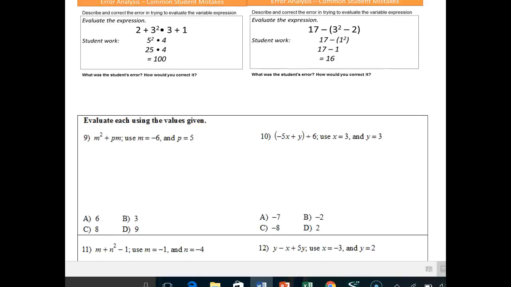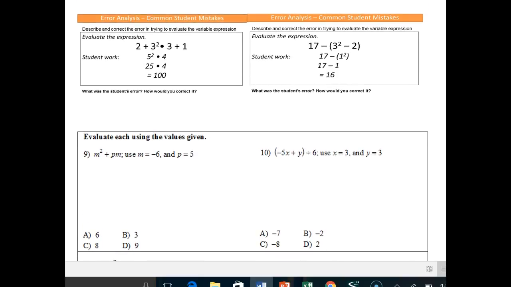All right, CJ, this is part 2 of the notes today. We got some error analysis, some common student mistakes that I've seen, and then also we're going to evaluate expressions by plugging in numbers that they give us. So the first one, describe and correct the error in trying to evaluate the variable expression.